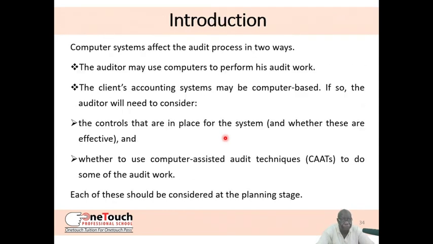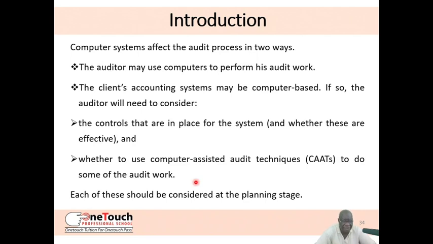The next one, whether to use computer assisted audit techniques. We have something called CATs, computer assisted audit techniques. They are softwares or applications that we use in auditing. It is the auditors who use those softwares. So you can decide that, looking at my client system, it's computerized, so there is a need for me to use CATs to do the audits. There are softwares you hook to your client system, which can give you an effective audit.